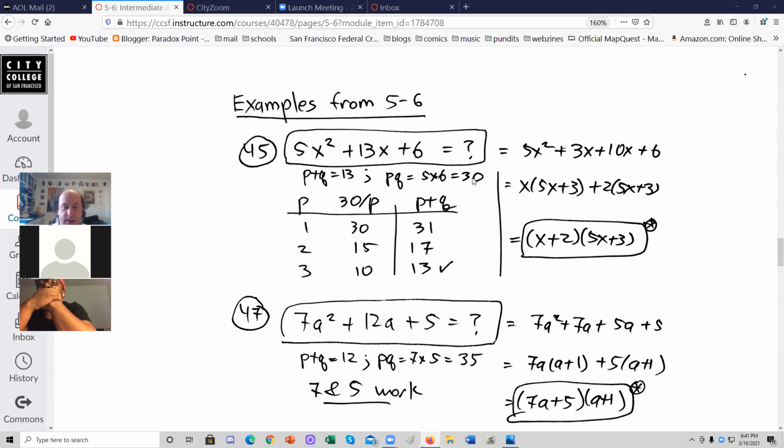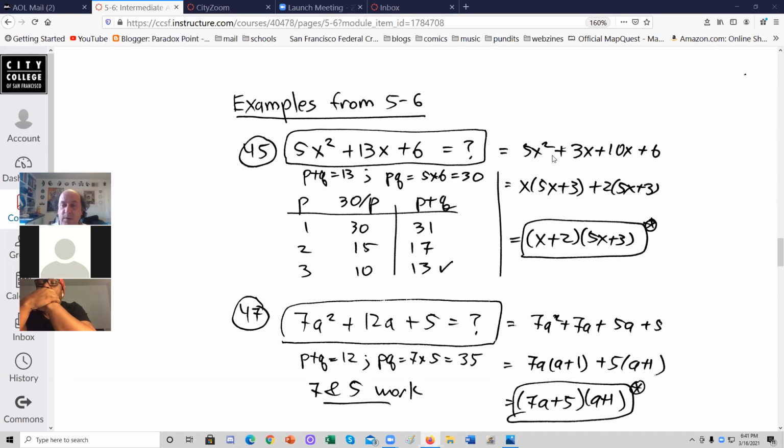That's 30. So all right, we have P, Q has to be 30 over P, and find out when the resulting sum is 13. If P is 1, Q is 30, the sum is 31, not quite. If P is 2, then Q is 30 over 2 is 15, their sum is 17, closer but not quite. If P is 3, then Q is 30 over 3 is 10, and 3 and 10 makes 13, just right. So we rewrite this with a 13x as 3x plus 10x plus a 5x squared plus 6.